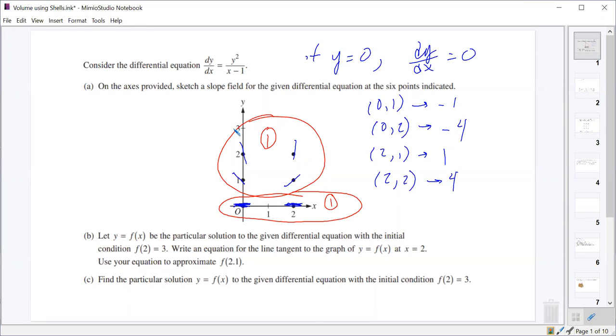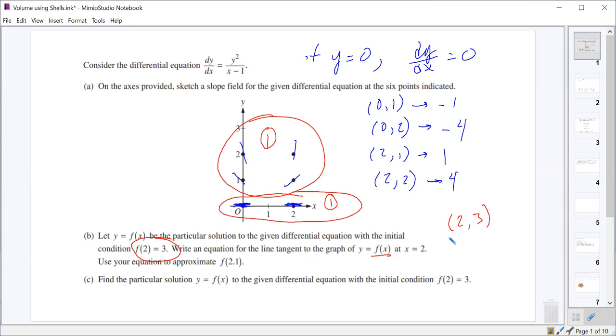No? Great. Okay. Next, we're saying y equals f(x) is the particular solution to the differential equation given this initial condition. We want to write the equation of the line tangent to f(x). So y equals f(x) is the solution to this differential equation. We want the tangent line to it, which means we need a slope, and we need a point. And we're going to get the point right from there, they gave it to us. The point we're going to use is (2, 3).